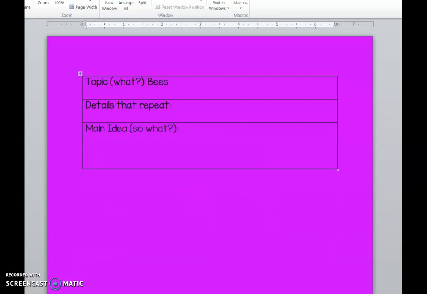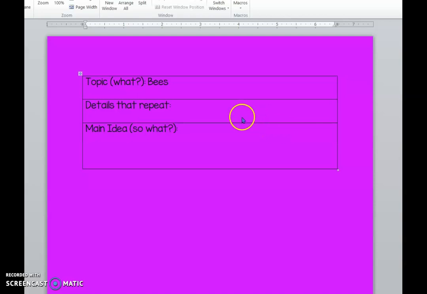All right, scholars, now it's your turn to have a try. We are going to be using the same book, Bees, so your topic will stay the same. I'm going to read a section of the text, and I want you to look for details that repeat. You can jot those details down on a piece of scrap paper. Then, think about what the author wants you to know about the topic. You'll know some details are important because the author is going to state them again and again. Just like in our last example, the author kept stating that bees were helpful.